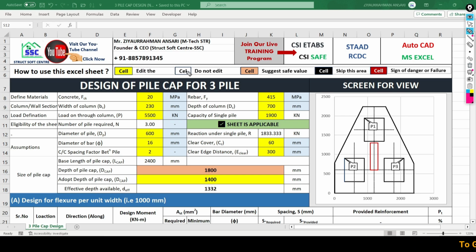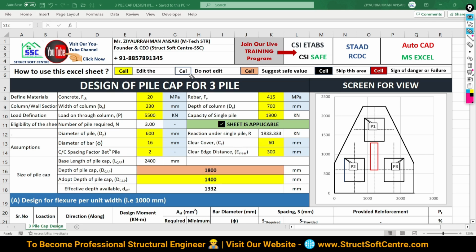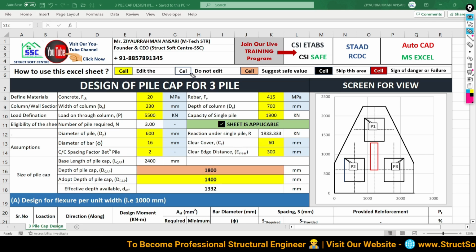Thereafter, you may get the white cells. So you are not allowed to make any change in those white cells because the formulas are actually fed in those white cells. So the white cell will adjust the value on itself. So you don't need to change anything in the white cells.